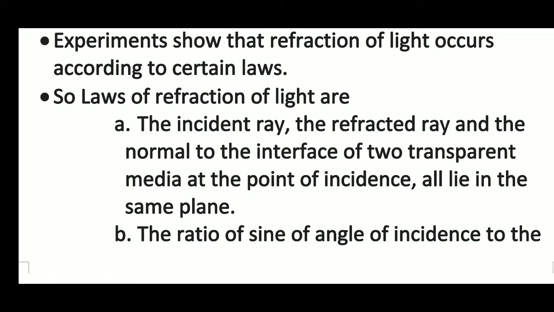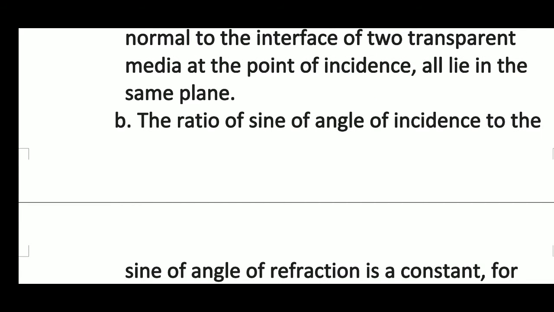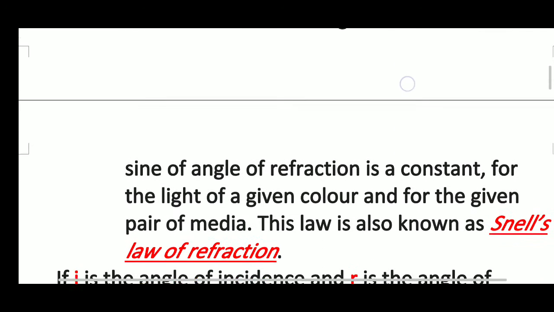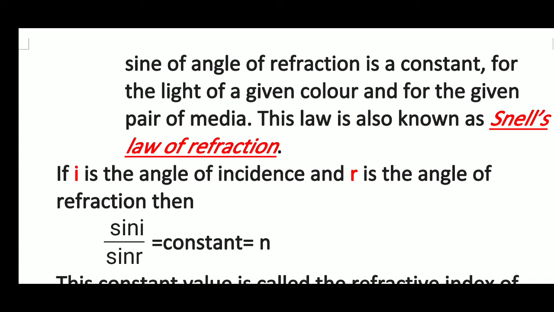First is the incident ray, the refracted ray, and the normal to the interface of two transparent media at the point of incidence all lie in the same plane. And second is the ratio of sine of angle of incidence to the sine of angle of refraction is a constant for the light of a given color and for the given pair of media. This law is also known as Snell's law of refraction.